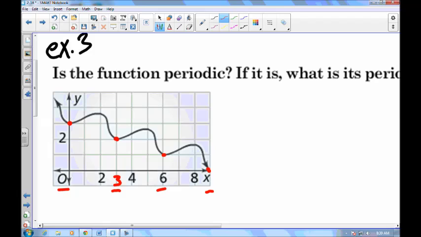Is this function periodic? Who has the definition of periodic function on the front side? Adam, can you read it nice and loud, please? A function that repeats a pattern of y values. The key is y values. This definitely has a pattern, right? Because it's a wave. So is it repeating y values? The height. Is it always going back to the same height? No, it's getting lower and lower.